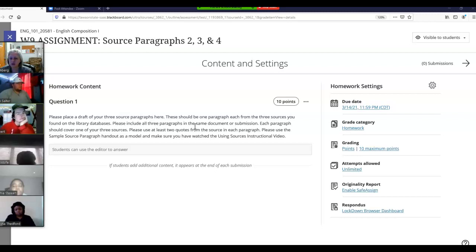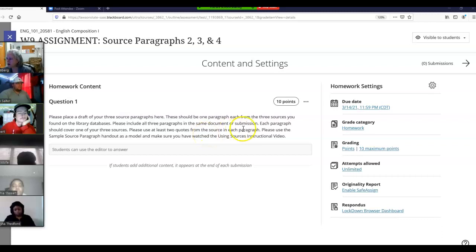How many quotes are you aiming for in each paragraph? 3. What's the absolute minimum? 2. Okay. Do you want to aim for the minimum? No, no, thank you. We want to aim above the minimum. So we want to go for at least 3.